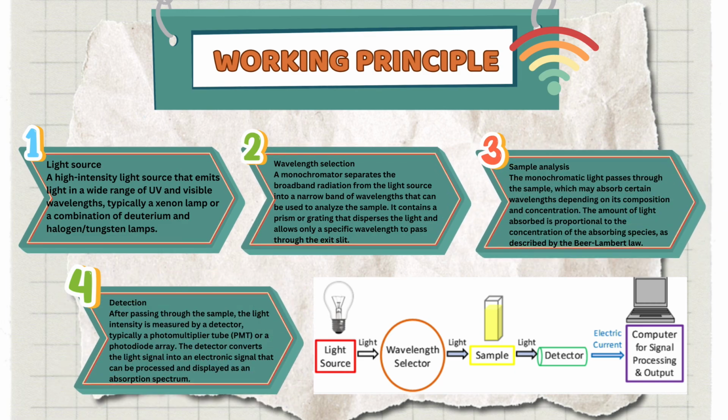Next, I will talk about the working principle of the UV spectrophotometer. The first one is the light source, which is a high-intensity light source that emits light in a wide range of UV and visible wavelengths, typically a xenon lamp or a combination of a deuterium and a halogen or tungsten lamp.